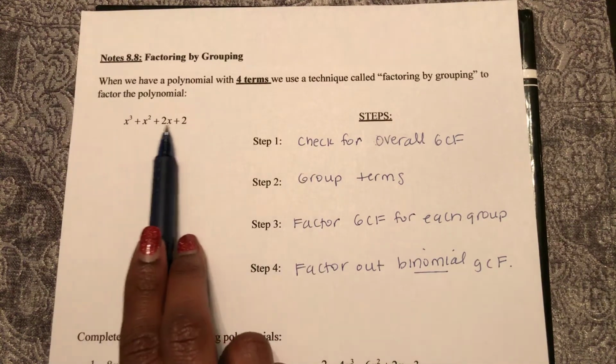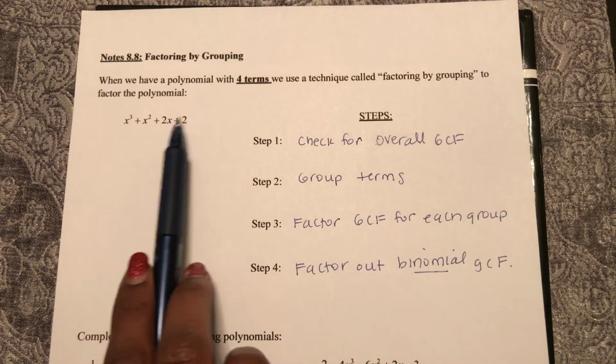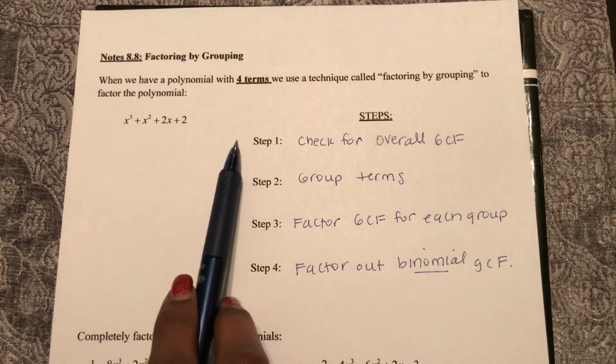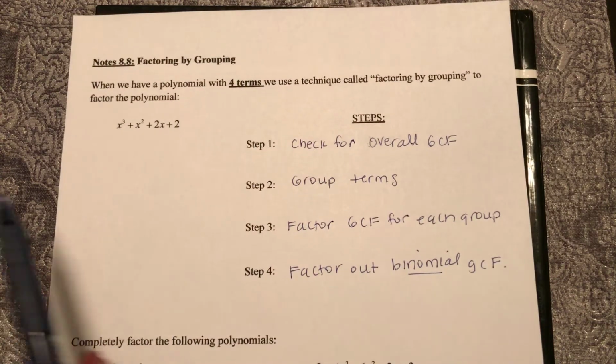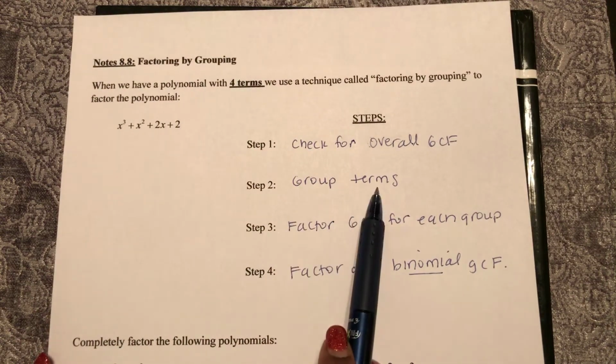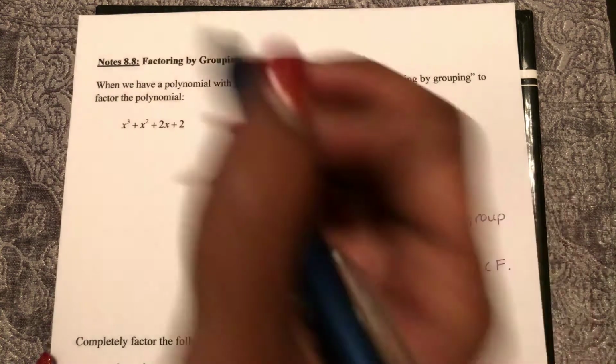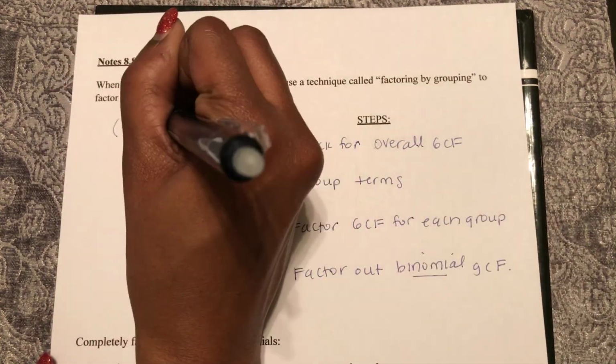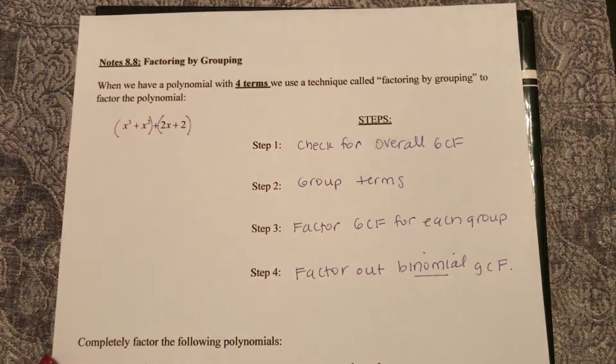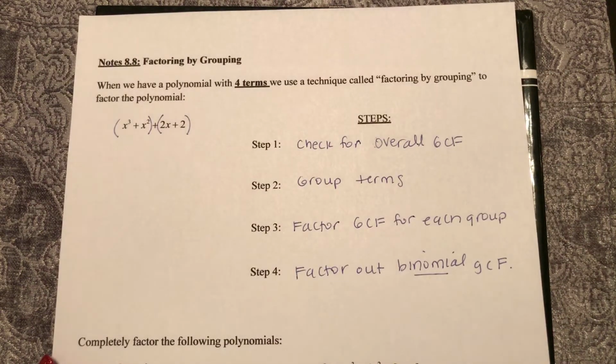So if I look at this example, the only GCF I could take out of all 4 terms is 1. So I'm not going to pull that out. So now I'm going to group my terms. So I want to group my first 2 in parentheses and group my second 2 in parentheses.